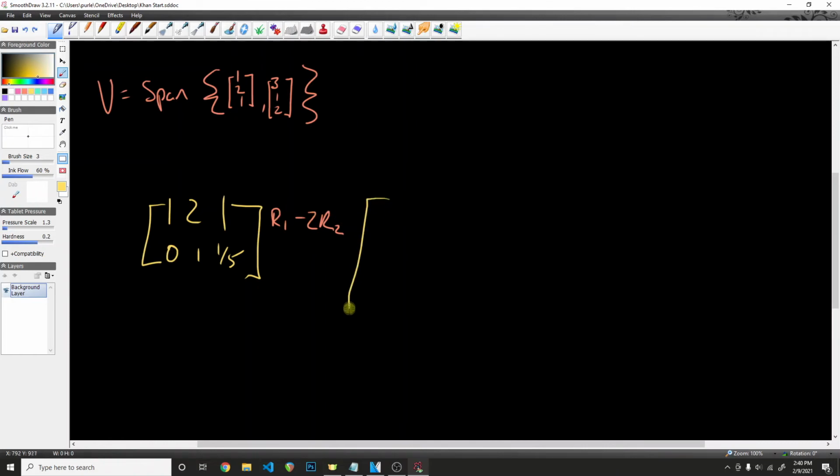So we're going to take 1 minus 2 times 0, which is going to be 0, so that's 1. 2 minus 2 times 1, which is going to be 0. 1 minus 2 times 1/5, so that's going to be 1 minus 2/5. And then the bottom row is going to be the same, so 0, 1, 1/5. And then this is going to be 1 minus 2/5, which is 3/5, so we're going to end up with 3/5. Let me replace that.